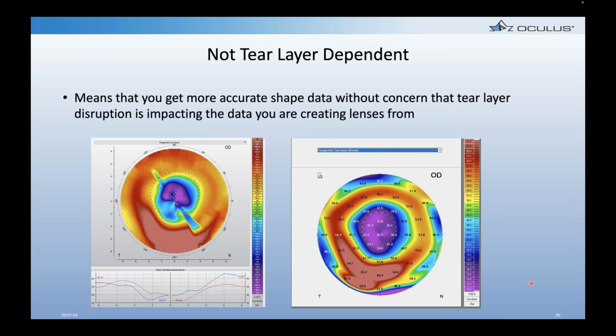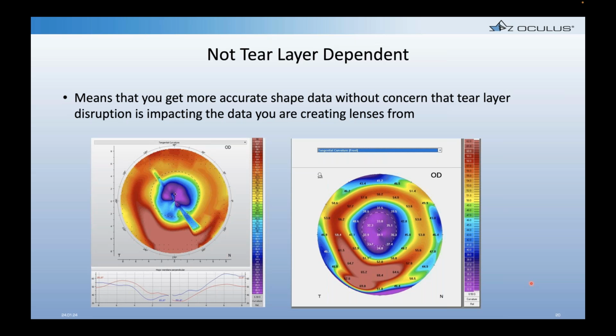Another benefit of using the Pentacam for our patients that we're going to fit, perhaps using a software basis, or we need that data to be really accurate, is that it's not tear layer dependent. Again, a placido disc topographer is going to be tear layer dependent, and these two images you see are the same patient. One on the left side is with our placido disc option, and the one on the right is without, and you see a cleaner display on the Pentacam because it is not tear layer dependent.